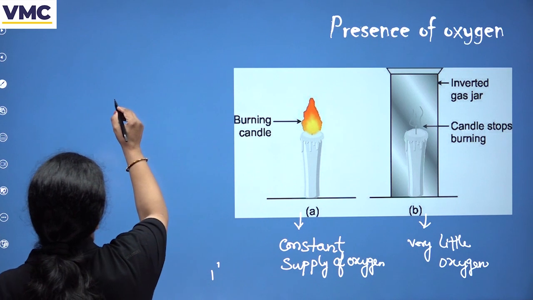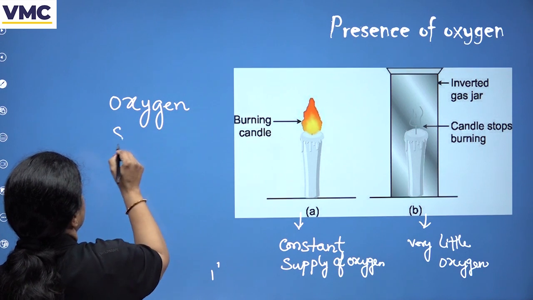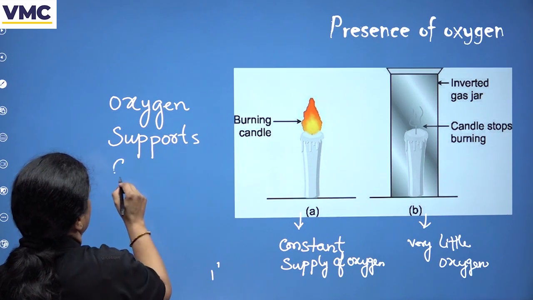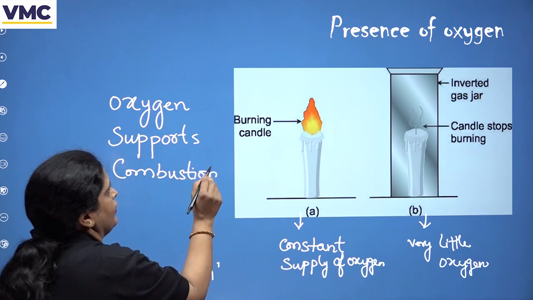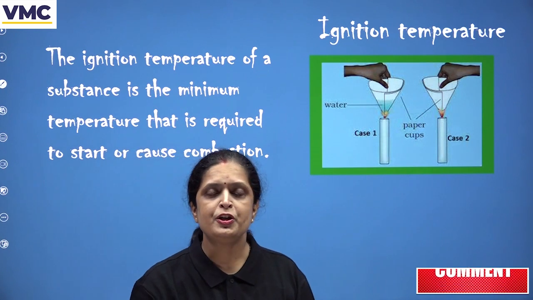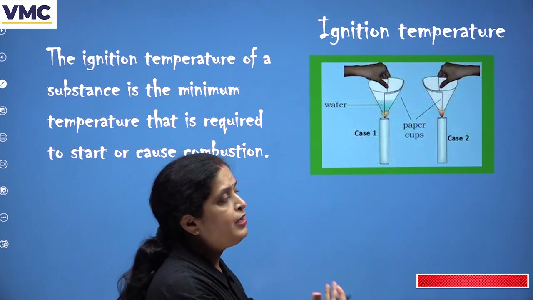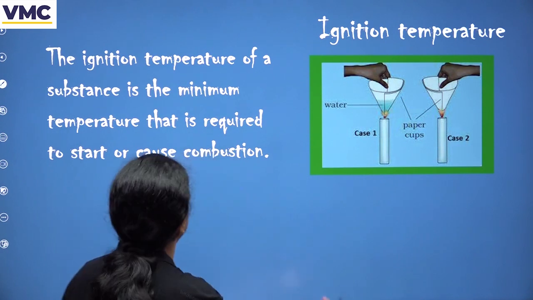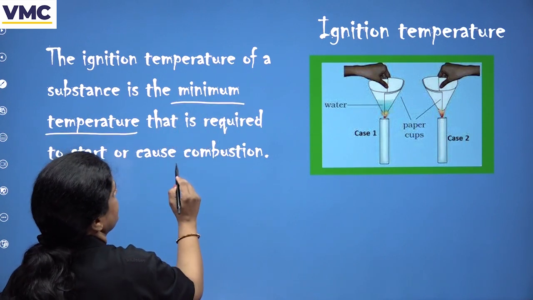You can always say oxygen supports combustion. So this was the second requirement. The third requirement, ignition temperature. Now the sound of the word is new to you, I know, but ignition temperature means the minimum temperature at which the combustion can start. It is the minimum temperature that is required to start combustion.